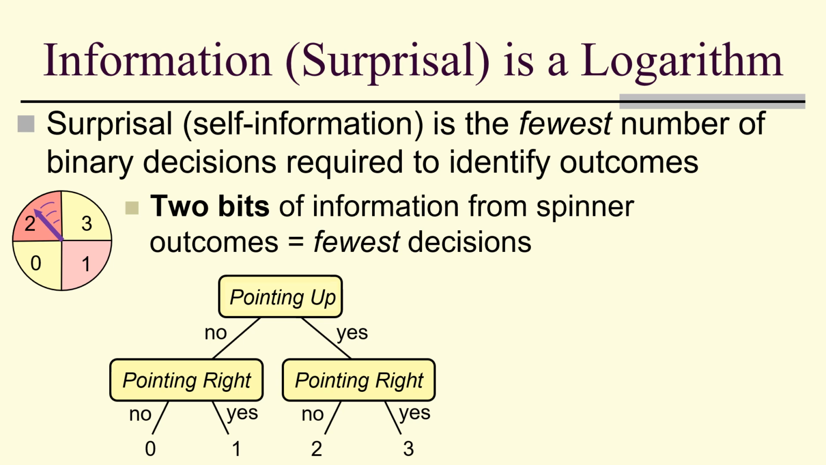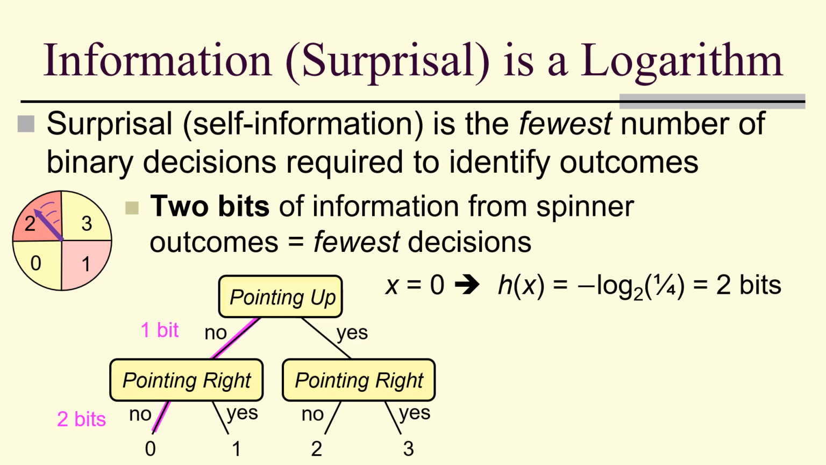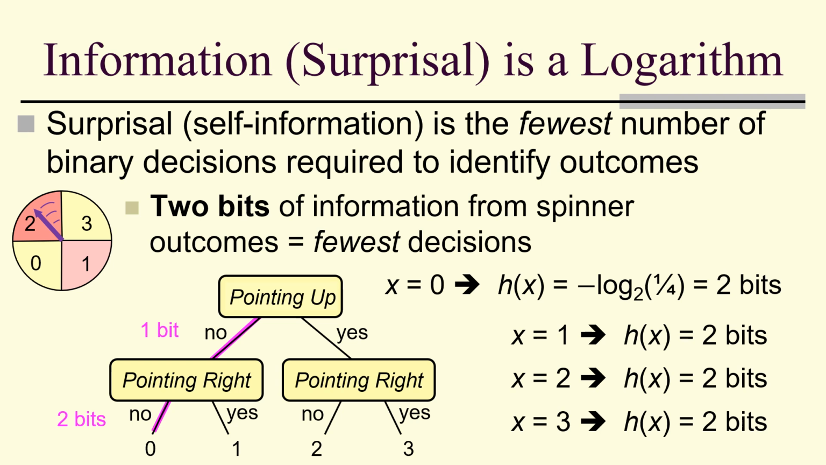So 2 bits of information from spinner outcomes. x equals 0 means that the self-information as a function of x is negative log base 2 of a fourth. That's 2 bits. And notice 1 bit, 2 bits, that refers to the 2 decisions. Similarly, x equals 1, 2, or 3 gives us an h of x equal to 2 bits.